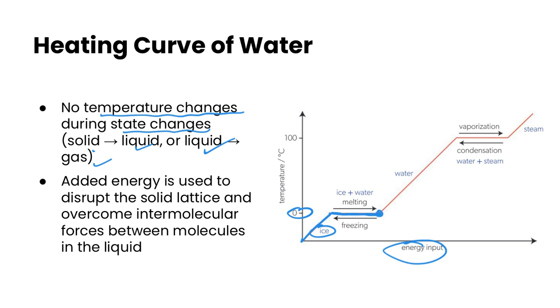And then once we've fully made that transition into liquid water, we would see the temperature continuously go up. And then once we hit the boiling point, again, during that phase transition, we actually don't see temperature changes for a little bit of time until we're fully into steam, and then we would increase again. And so what's happening here is that the added energy is being used to disrupt the solid lattice and also to overcome any intermolecular forces between the molecules in the liquid.